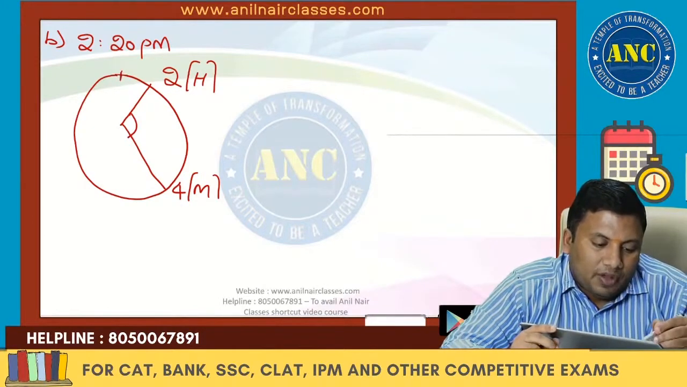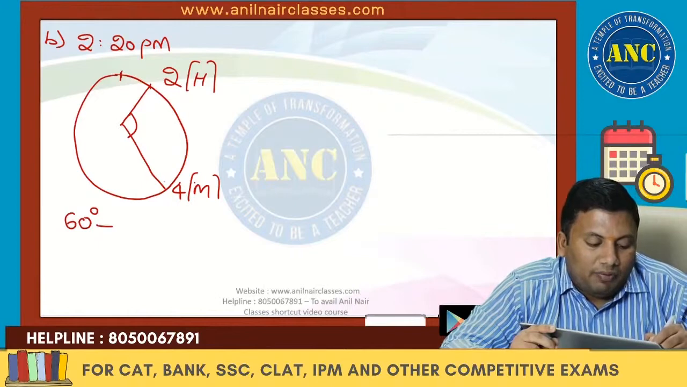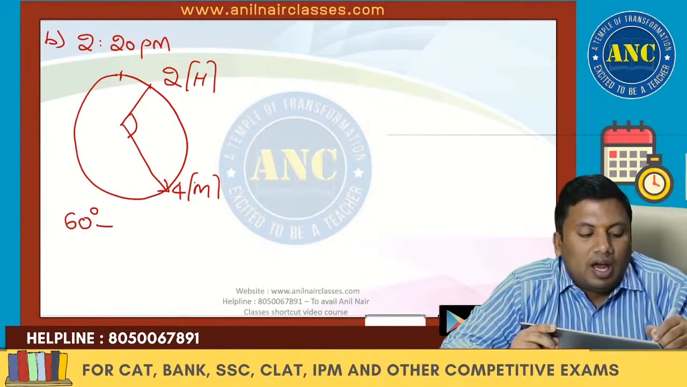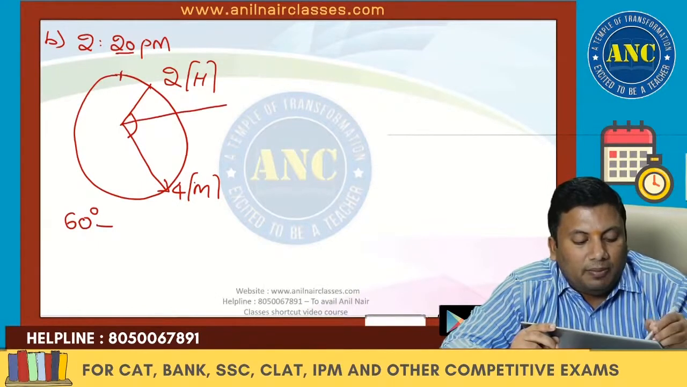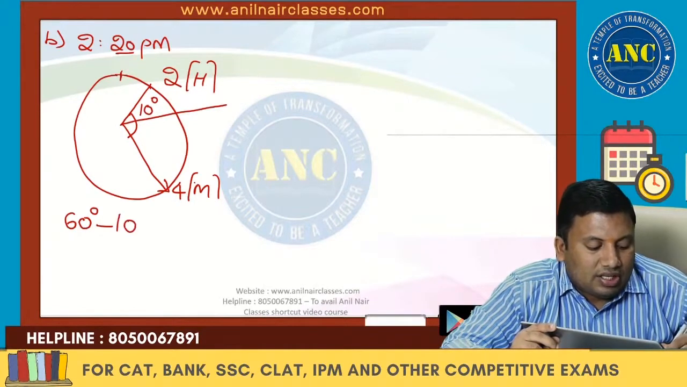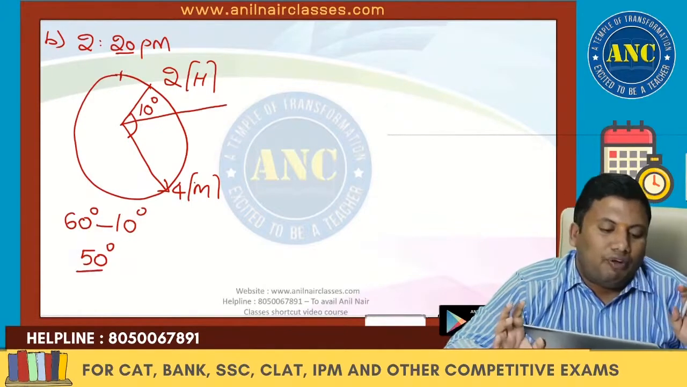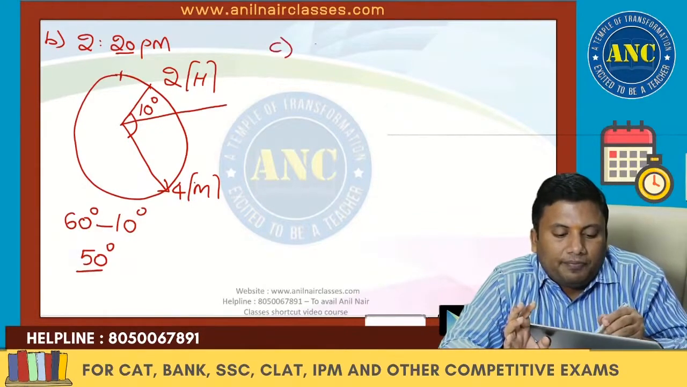First, 2 to 4, that means 2 hours difference, total 60 degrees. But when the minute hand reaches 4, the hour hand will tilt for 20 minutes. 1 minute is half a degree, 20 minutes is 10 degrees, 60 minus 10. Answer is nothing but 50 degrees. No formula, nothing is required.